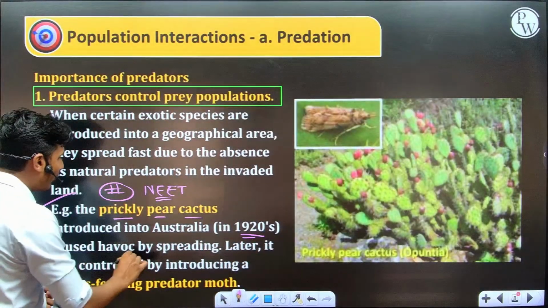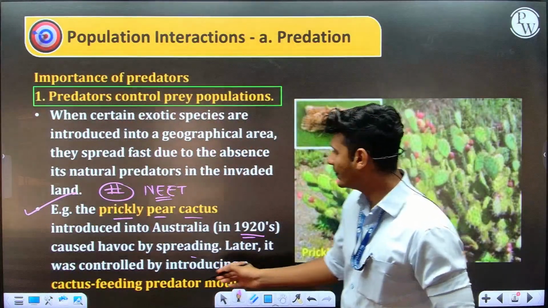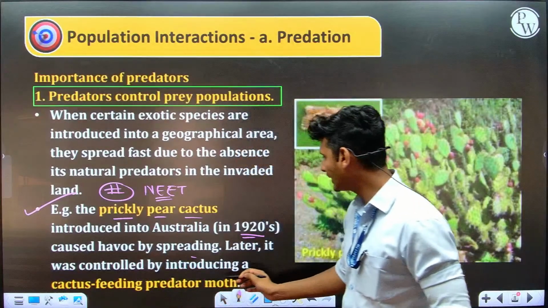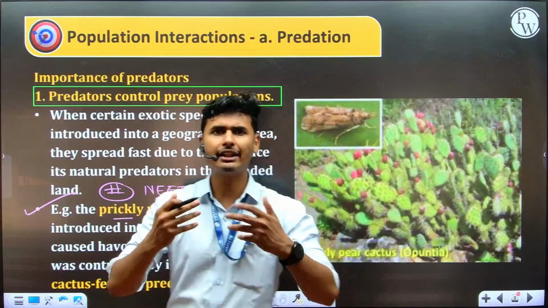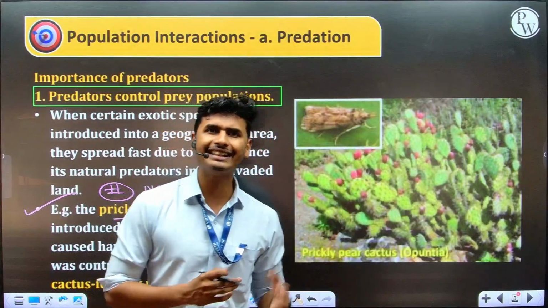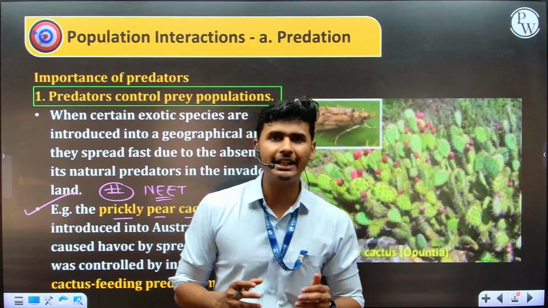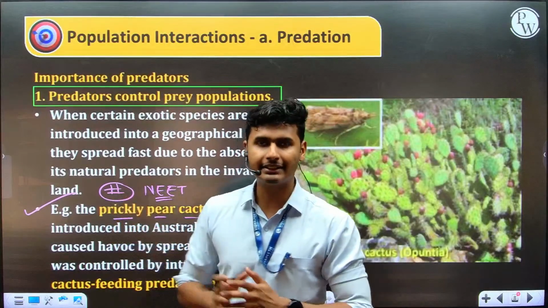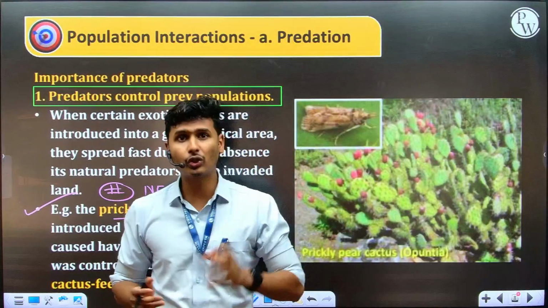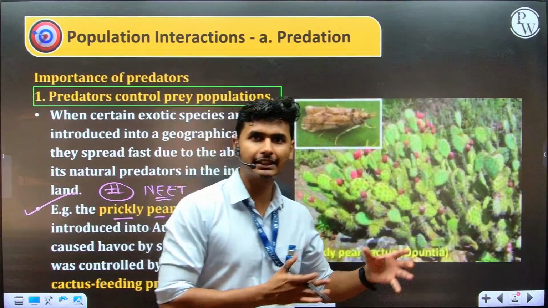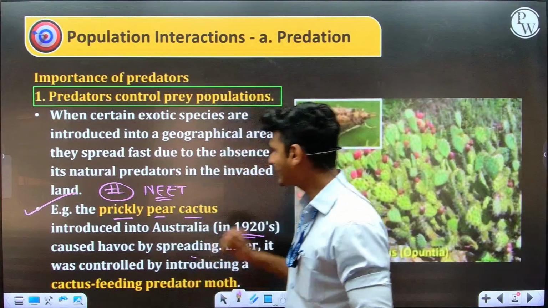Cause havoc by spreading, and later it was controlled by introducing a cactus-feeding predator moth. In 1920, the prickly pear cactus was introduced in a country named Australia. But after some time, because there was no predator for this prickly pear cactus, the plant was over-exploited in Australia. So to control the population of prickly pear cactus, the prickly pear cactus moth was introduced.